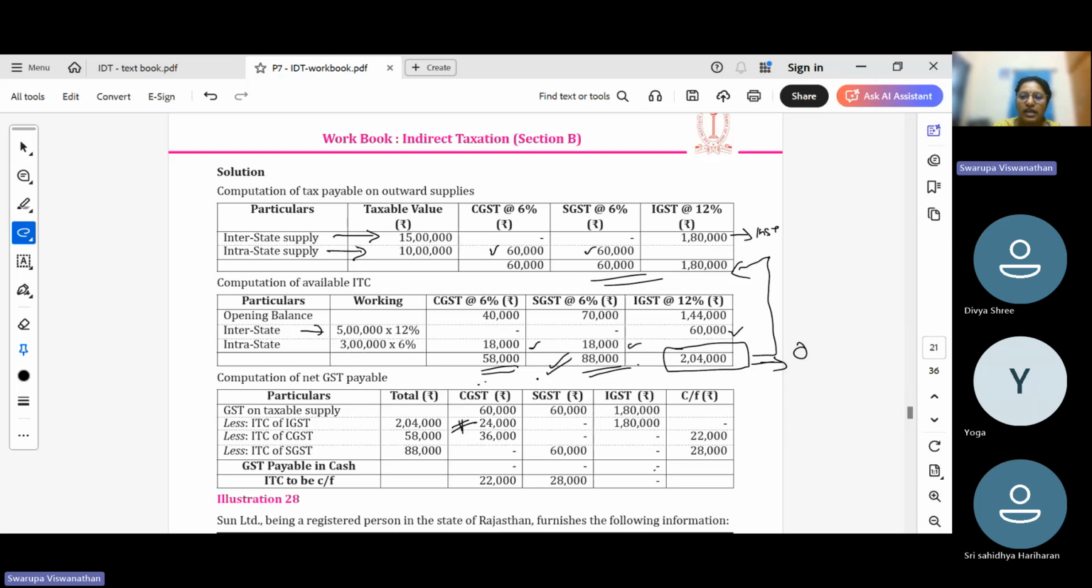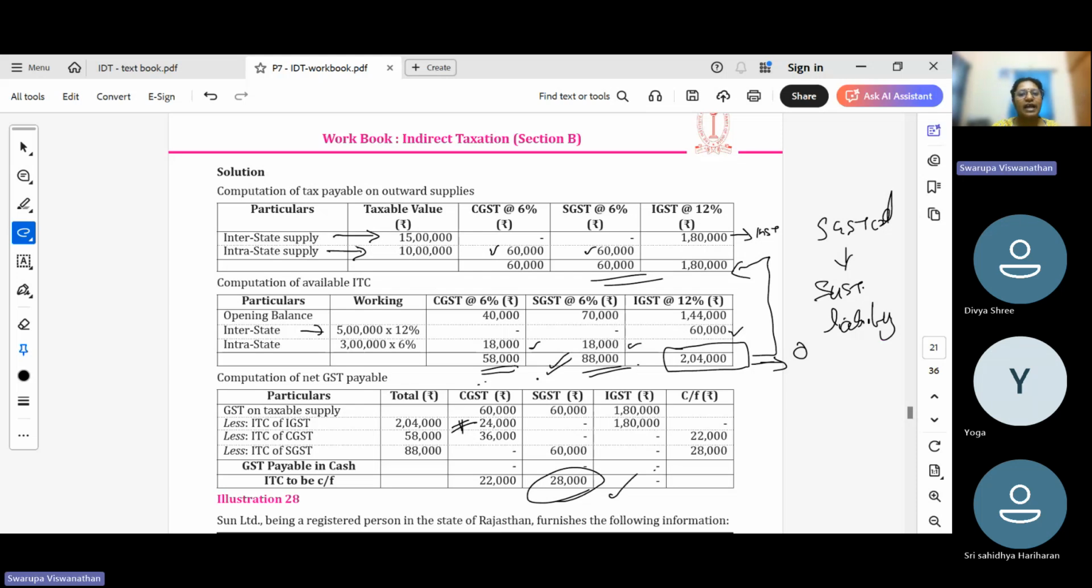SGST first. SGST liability, SGST credit. SGST credit should be first adjusted against SGST liability. My SGST credit is 88,000. I adjust it against 60,000, the balance will be carried forward. Balance 28,000 is being carried forward to the next year.